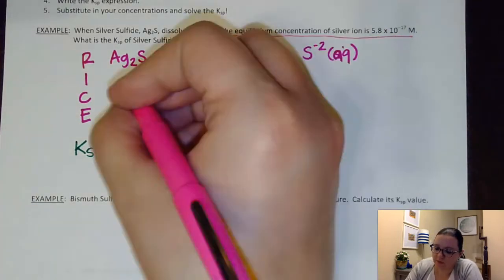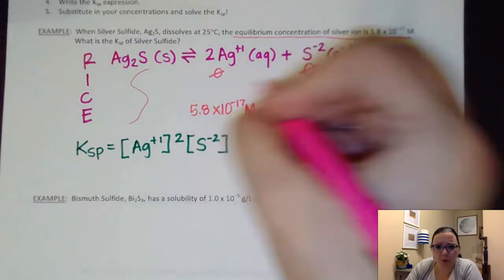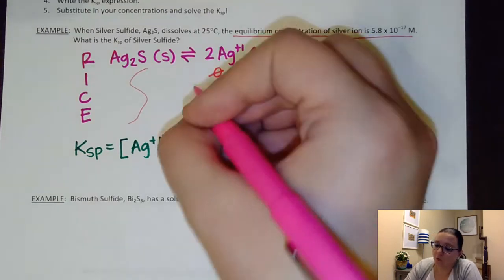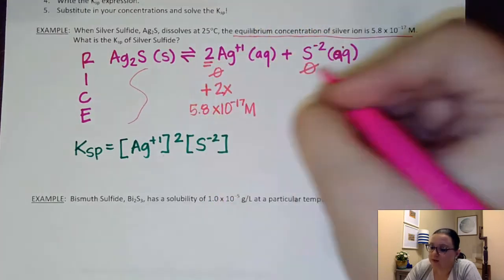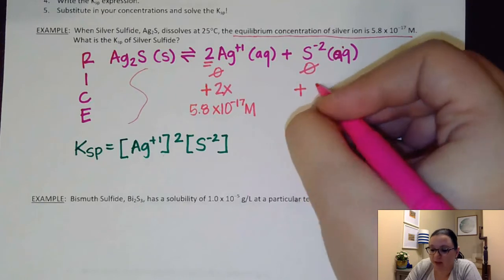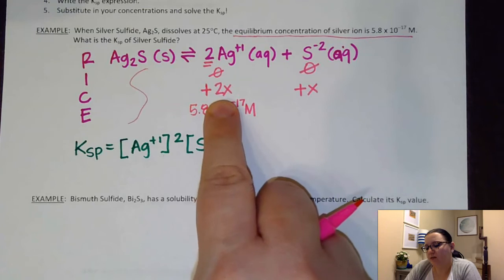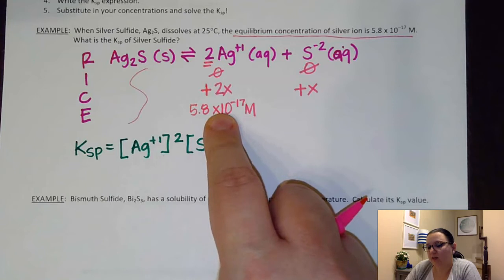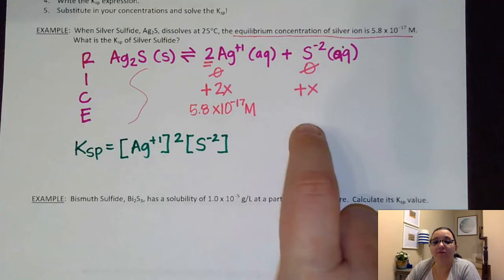I know originally before this dissociated that these both would be 0 and that they would both go up in concentration as this dissolving progressed. Well, this one would go up by some 2x, whereas this one would only go up by some x, some 1x value. So if this went up by 2x and is now 5.8 times 10 to the -17th, and this only went up by 1x, I can now use this information to figure out what concentration of sulfide ion I have at the end.